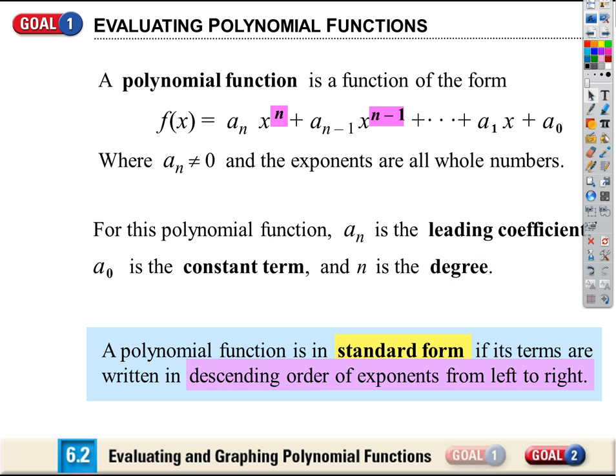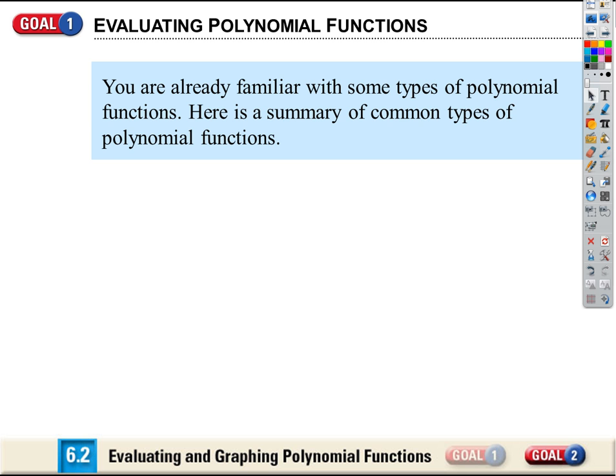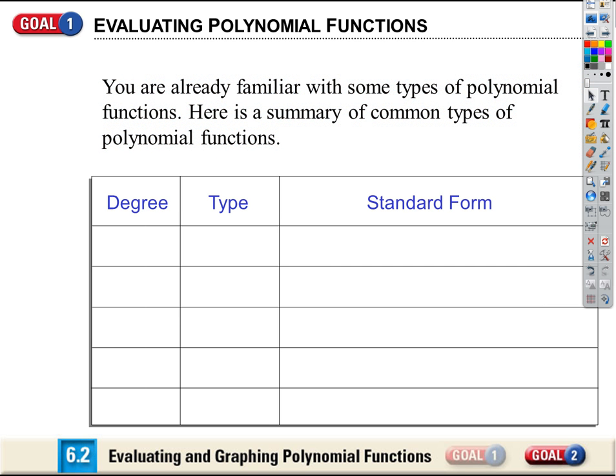Okay. We want to write it in standard form. It's descending order. Okay, so here are the types that we've already dealt with. If it's degree 0, that's kind of a goofy one. That's just a constant. Okay, although technically that's a polynomial. Linear, right here. F of x equals some number times x plus some number. Now we've seen this, only we just call the coefficient something different.